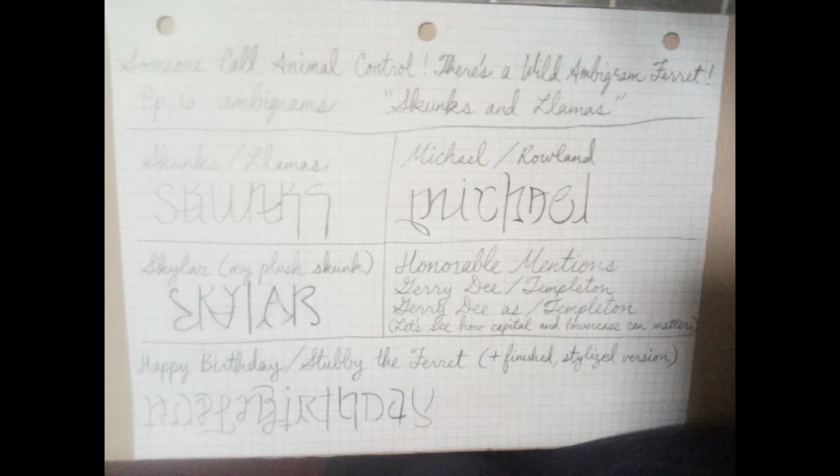With that said, let's start on some ambigrams. Here's a quick glimpse at all the ambigrams that'll be on this episode of Someone Call Animal Control, There's a Wild Ambigram Ferret. Our first ambigram is in reference to tonight's episode, Skunks and Llamas. We're going to write skunks so it says llamas upside down. Ready, Ambiferreters? Then let's start.